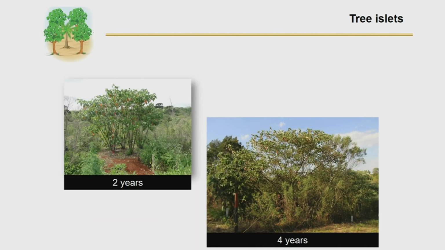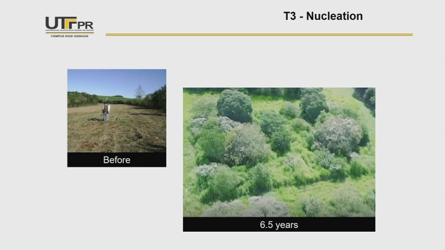So here are the tree islets 2 and 4 years after, producing nuclei. And here we have a before and after, 6 years after. You can notice the nucleus formed on the plot.